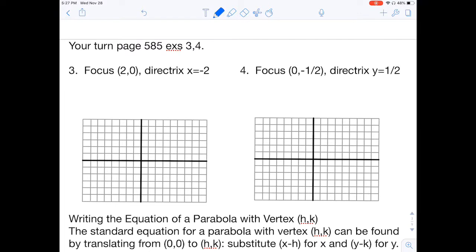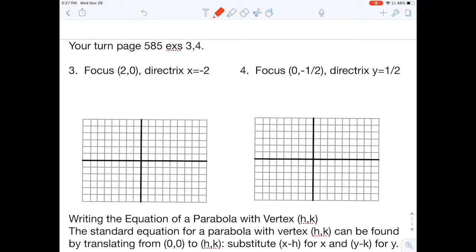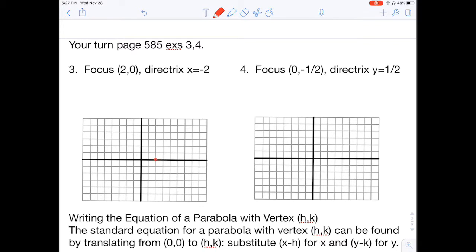Okay, so let's go through this. So as usual, I'm going to figure out the orientation of the parabola. So I'm going to plot my point. So first point I'm going to plot is the point (2, 0), which is right here. And then I'm going to plot my directrix, which is the vertical line x equals -2.